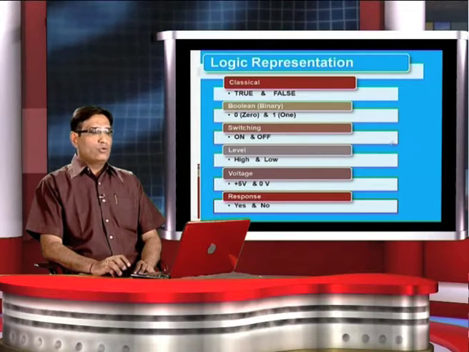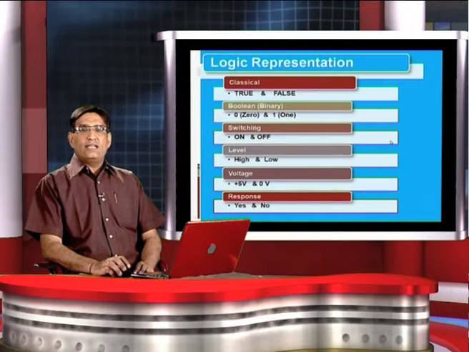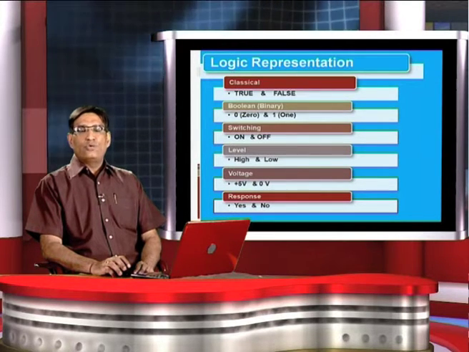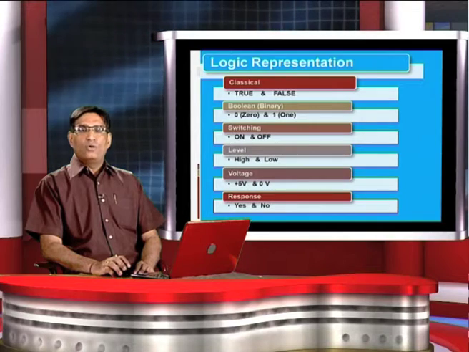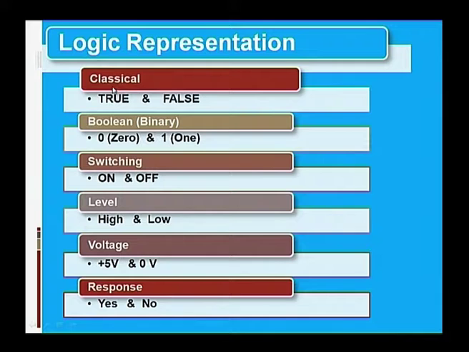Now, let us move to logic representation. Fundamentally, there are 6 representations that exist to represent a logical value or a logical outcome. They can be in classical form, represented by true and false. The second form is Boolean, that is also called binary representation. It is 0 and 1. If we consider switching logic, then it is represented by on and off.